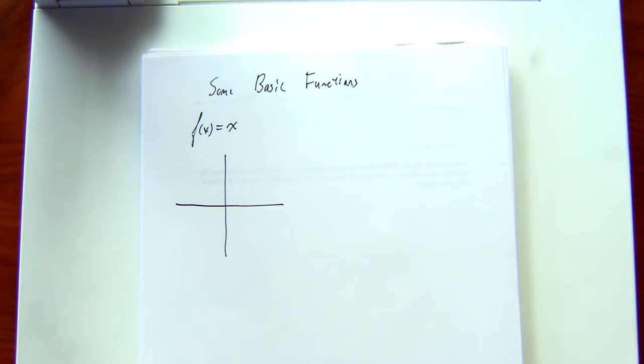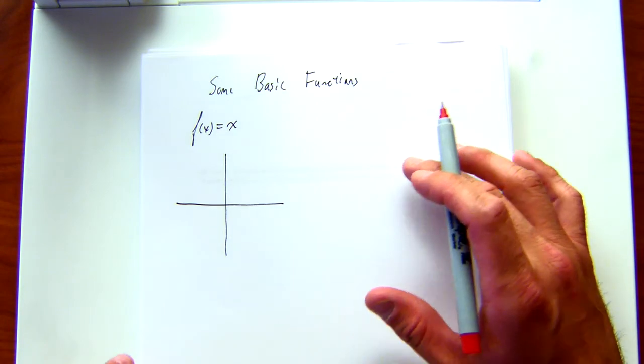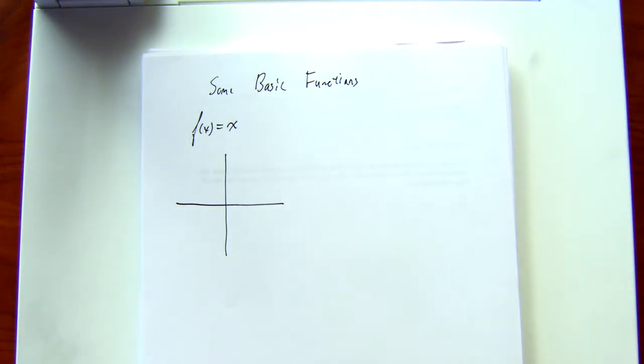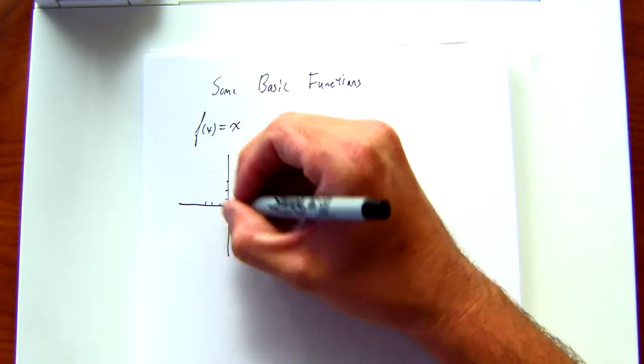Now we can make a table. In fact, what you should do is, I'm going to give you the graphs, but you should go back and make a table and check the graphs and make sure they make sense. So I'll just put a few hash marks here. I don't want to spend a lot of time on this.